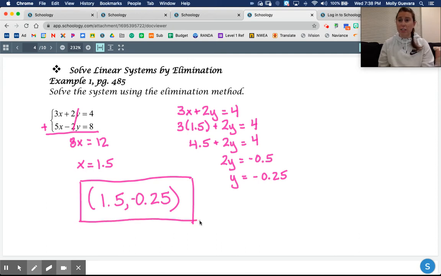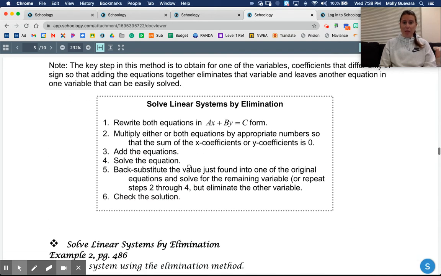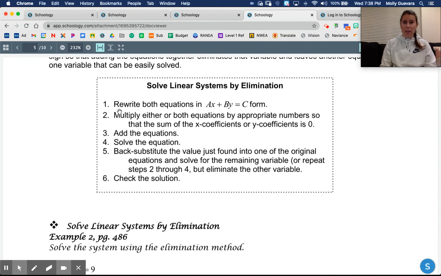And so hopefully that's super familiar, nothing too crazy here, right? Very rarely, I feel like, we get ones that are already set up for us. So we're going to look at when you have to multiply one or both of the equations by a number. Just a quick review of that. I'm going to go through this very quickly.